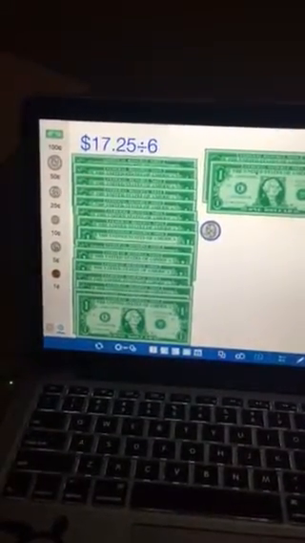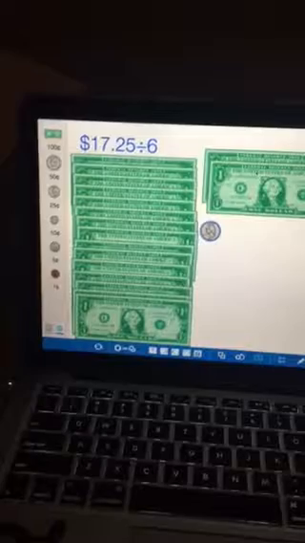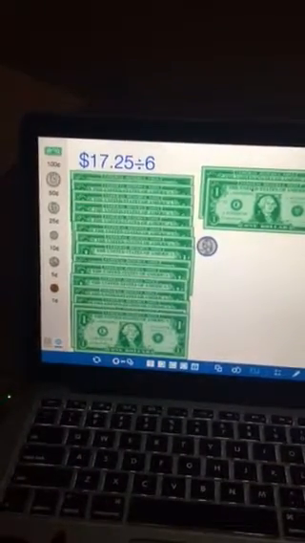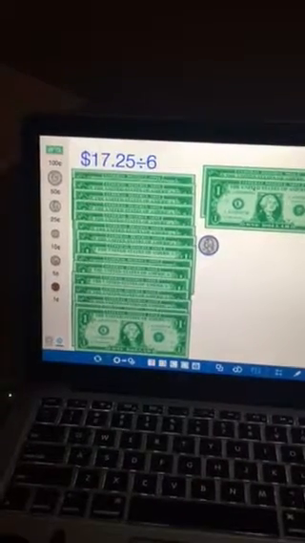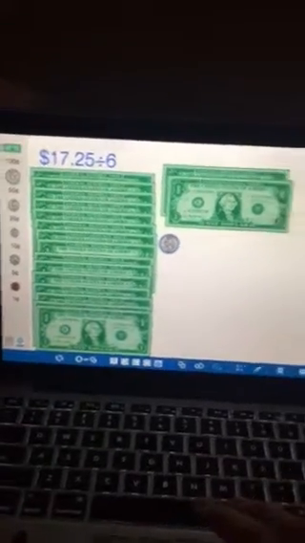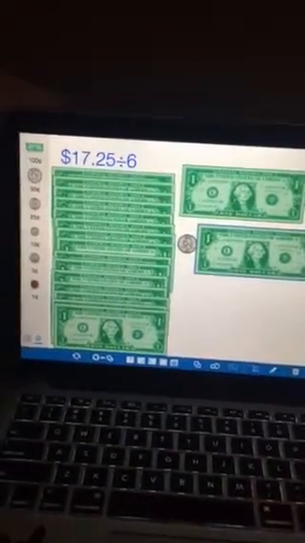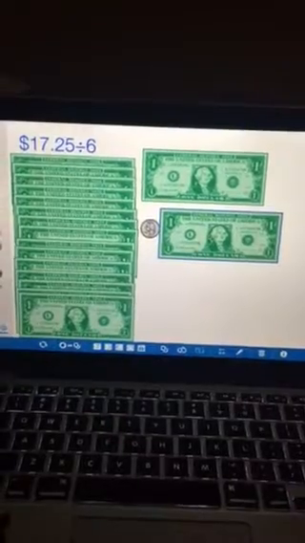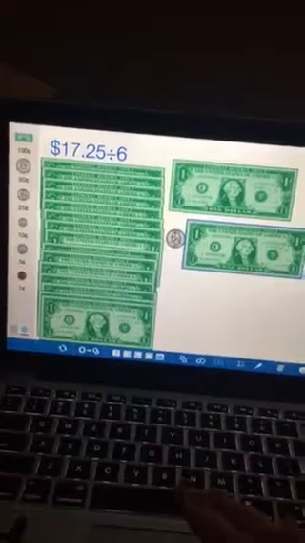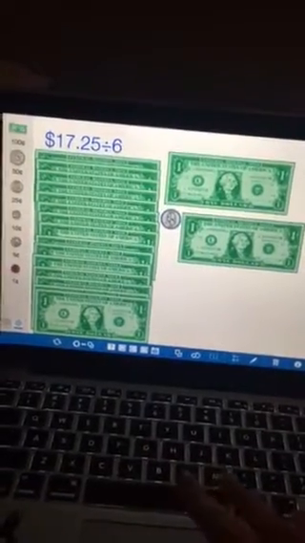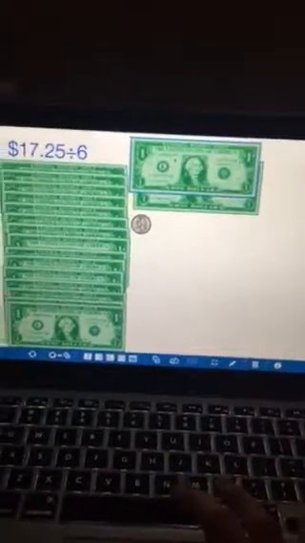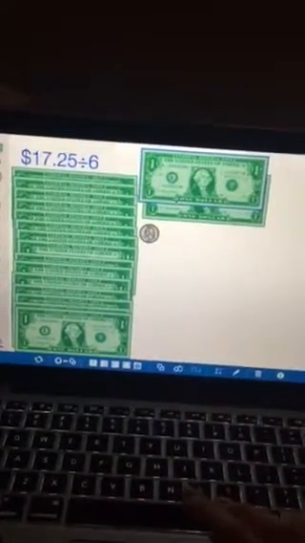So for problem 15 of the final take-home final, representation 1, I'm going to be doing a math representation of $17.25 divided by 6. Now the first thing I'm going to do is, since I have all ones that I'm working with, I had 17 ones already laid out, and I have 25 cents, so a quarter, 1/4. And I'm going to be needing to divide that into 6 different groups.